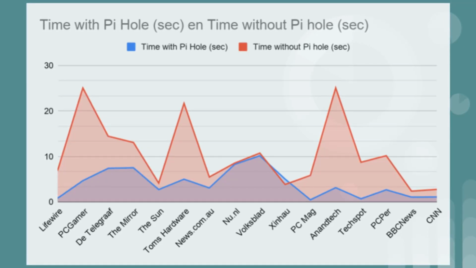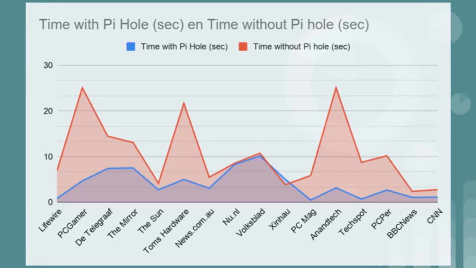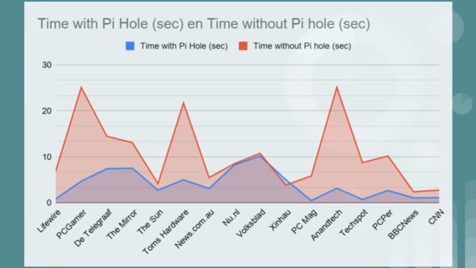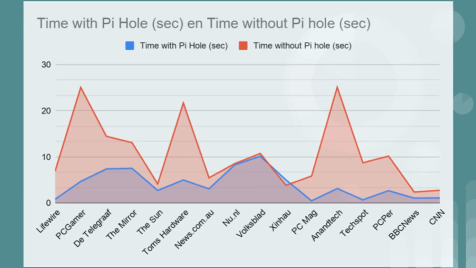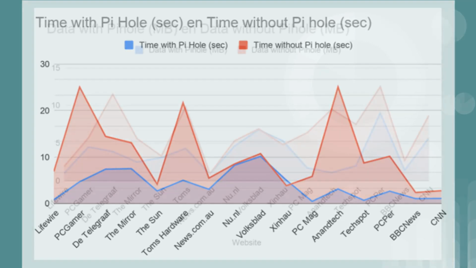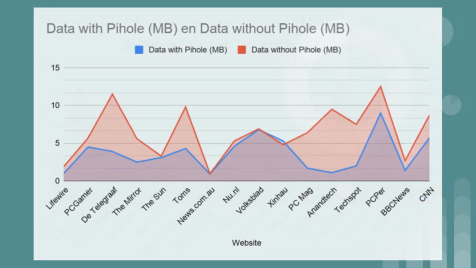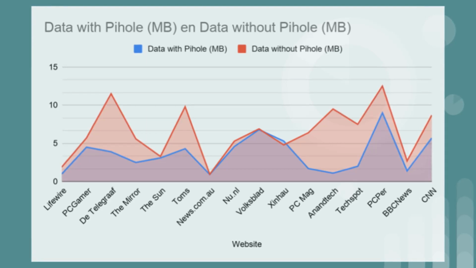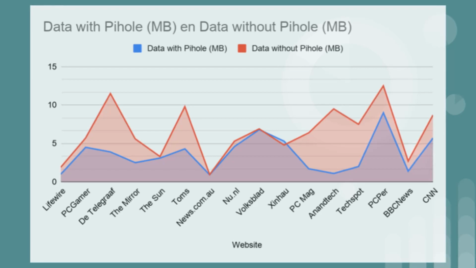Now it's interesting to see that PC Gamer, Tom's Hardware and Anand Tech are the ones that took the longest without the Pi-hole to load. And when you go over to how much data has been downloaded, you can see it again. PC Gamer, Tom's Hardware, Anand Tech and PC Peer all have the most data, and the ads that they display are responsible for half the data that you download.